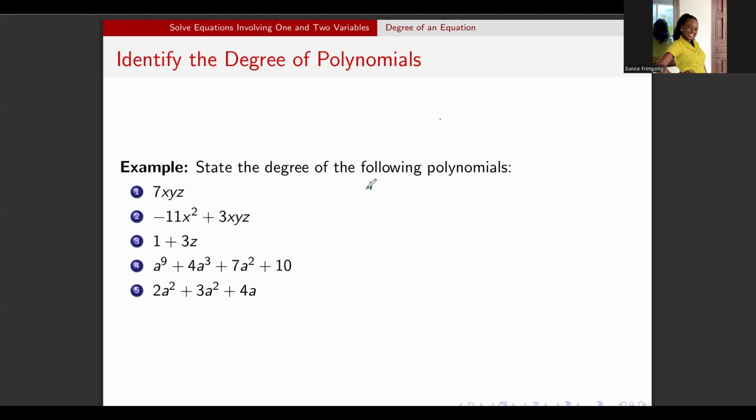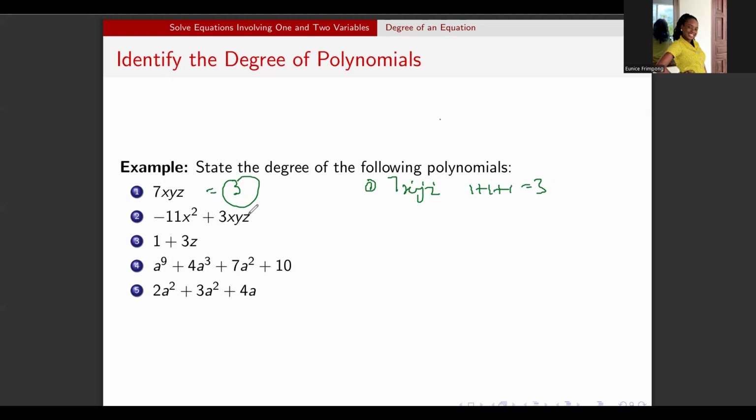For question 1, the polynomial has one term, 7xyz. For each of these, they have a degree of 1 on them that is not showing: x to the power 1, y to the power 1, z to the power 1. So if you add 1 plus 1 plus 1, you are getting 3. Therefore, the degree of this polynomial is 3. Let's look at number 2. Minus 11x squared plus 3xyz.